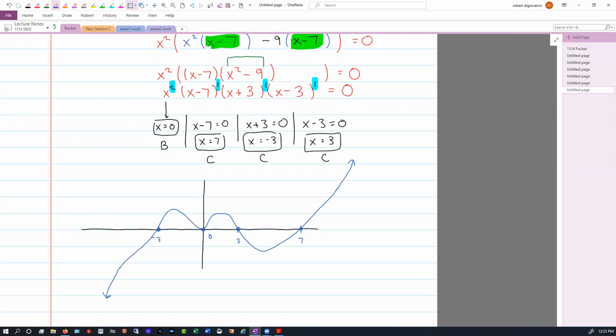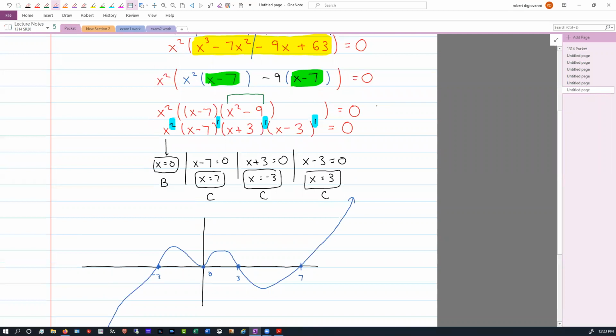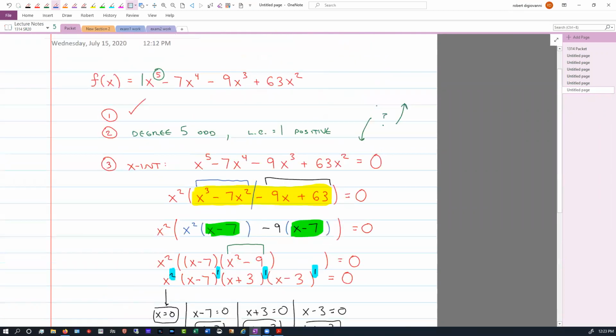So I will give you some where it's already factored, and then I'll give you one where it's not like this. And so you'll have to do this procedure.